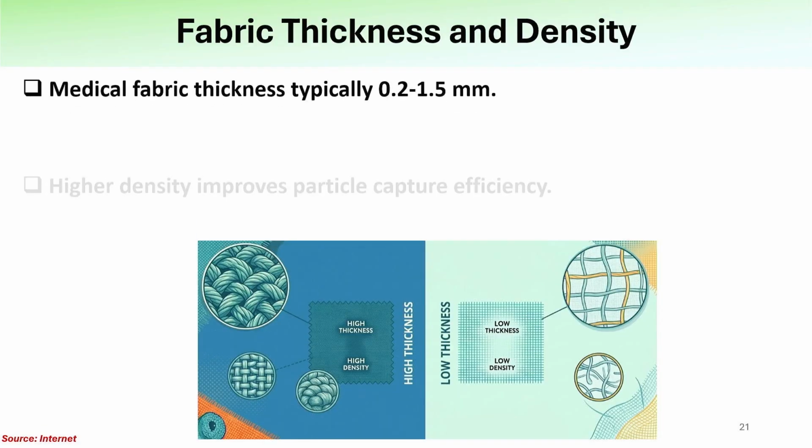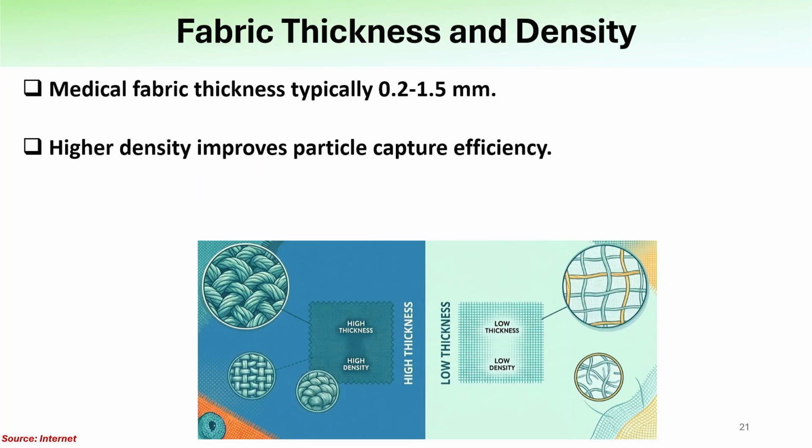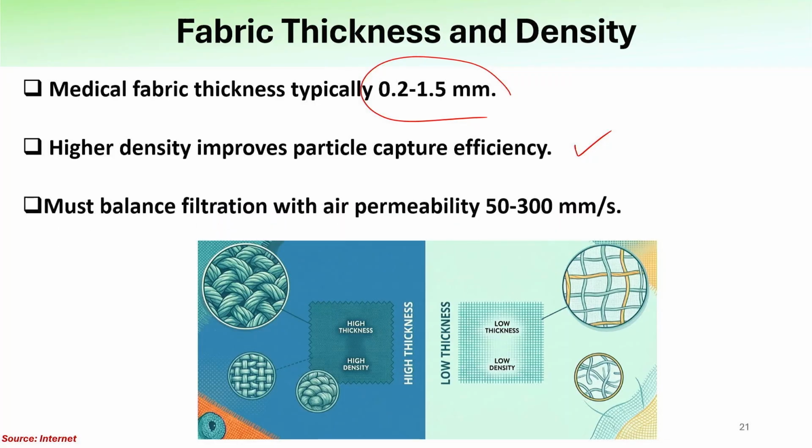So, fabric thickness and density: medical fabric thickness is typically 0.2 to 1.5 millimeter. Higher density improves the protection capability. So, it must balance the filtration with air permeability. Air permeability should be between 50 to 300 millimeter per second.